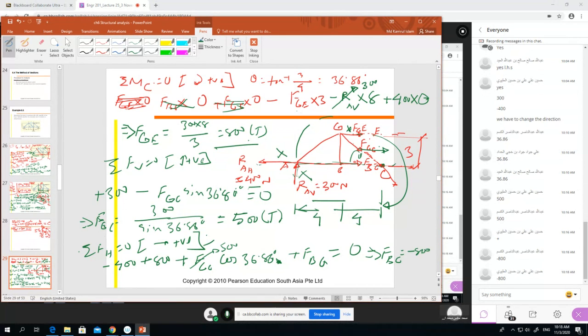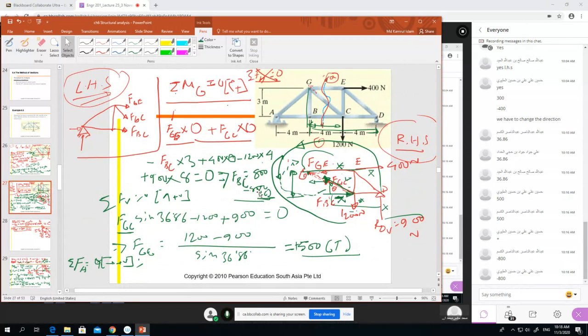Minus 800 means this direction to the right side was wrong. So what we have to do is just remove it and place it correctly. It will be the left side direction, and we will write this is 800 compression. Now FBC is 800 compression. Let's check with our previous calculation. FBC is 800 compression, right? We calculated 800 compression before, right?